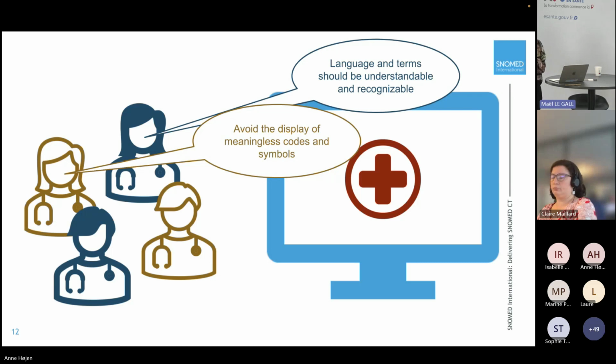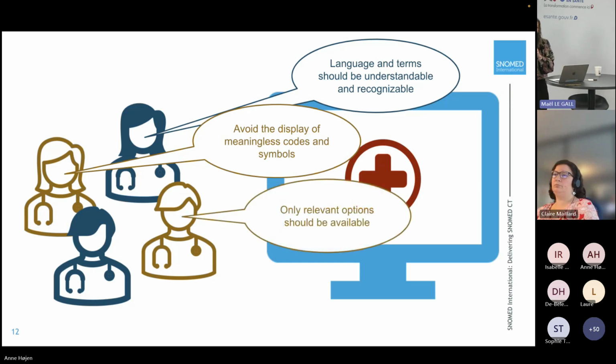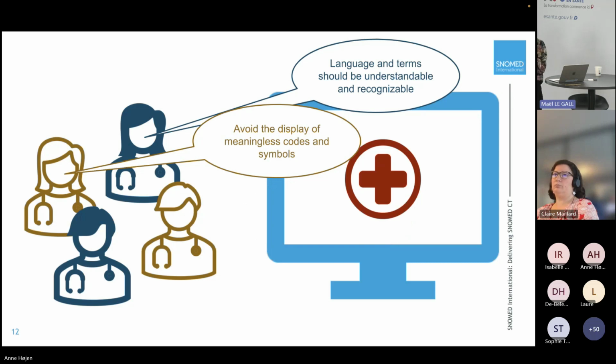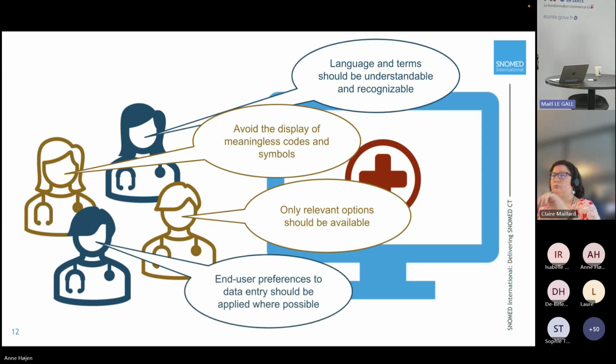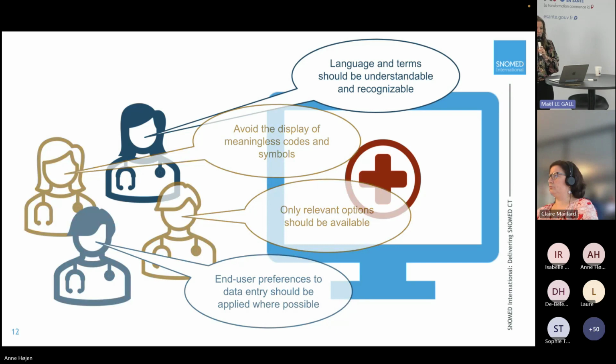Then it's of course important that when you show terms or things that you can enter in a record for a clinician, the clinician is not bombarded with things that are irrelevant. So if I want to document some disorder, I don't want to see pharmaceutical or drug products, or anatomical structures. I should only see the things that are meaningful to me in this context. And I shouldn't see codes and symbols. We shouldn't require them to remember that J something means something specific. This is about the relevant options, and the end user preferences should be applied. That relates to the example I gave before. We should really acknowledge how they work and try to make the standards adapt to that.